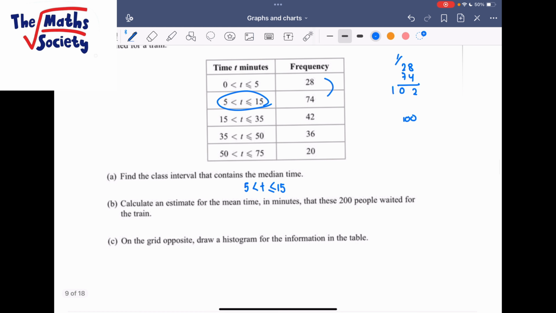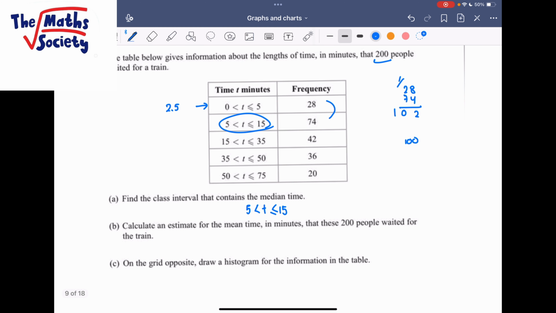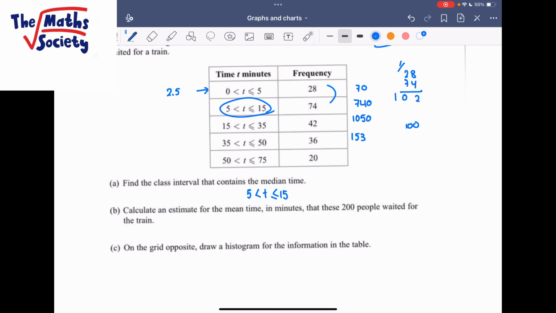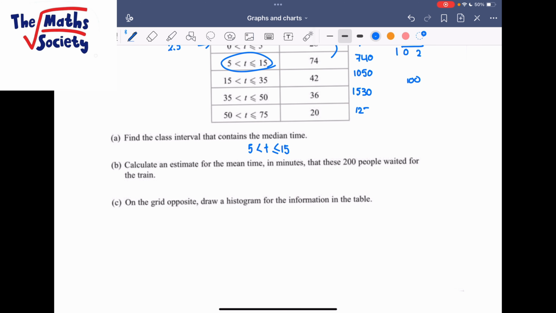It says calculate the estimated mean for the time that these 200 people waited for the train. So it's going to be the same thing as we did. We're going to find the middle, which is going to be 2.5, right? Multiplied by 28. So we're going to do the same thing for all of it. You're going to add up 70, 740, 1050, 1530, and then 1250.